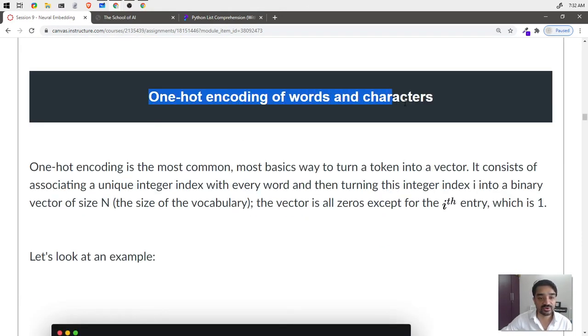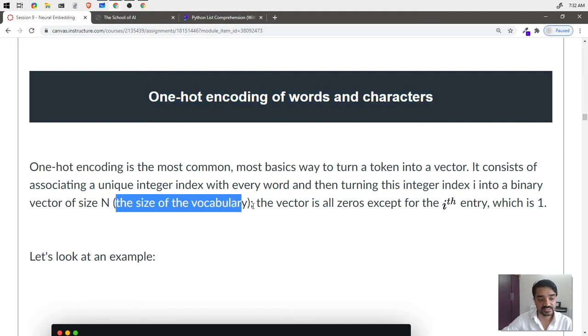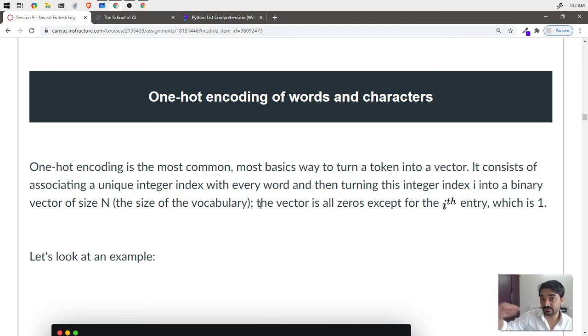Then comes the one-hot encoding of words and characters. Now, one-hot encoding is the most common, most basic way of turning a token into a vector. I discussed that with you, that we have 50,000 words and we have a cow there. We are going to look at cow, okay, 0, 0, 0, and 1 there. It consists of associating a unique integer index with every word and then turning the integer index i into a binary vector of size n. Now, n is the size of the vocabulary, right? As we discussed, we have 50,000 words in our vocabulary. 49,999 positions are going to be 0, and only one is going to be 1 for the cow at a specific location. The vector is all zeros except for the ith entry, which is 1.